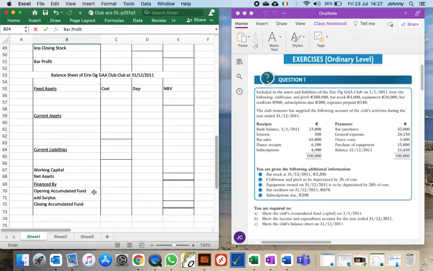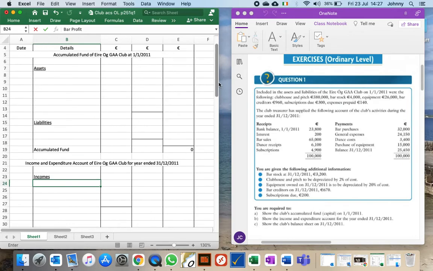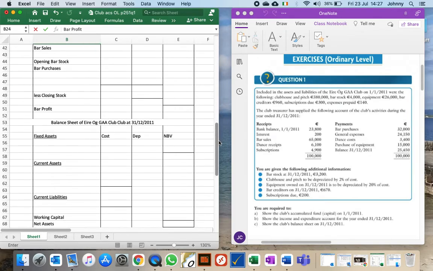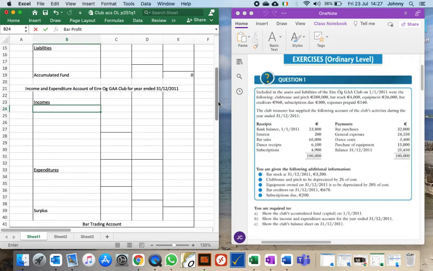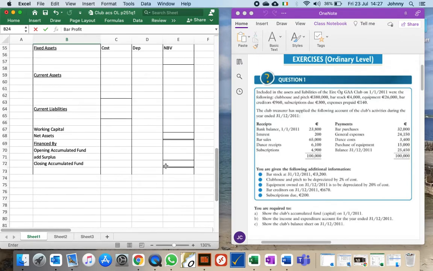So that opening accumulated fund is the thing that we would have worked out from our document up here. Whatever that accumulated fund is becomes the accumulated fund of the club at the beginning, plus whatever surplus we made this year. So that comes from our income and expenditure account, and that will give us our closing accumulated fund.